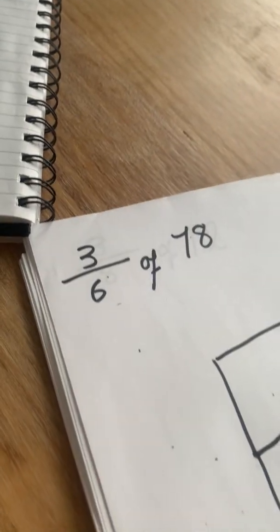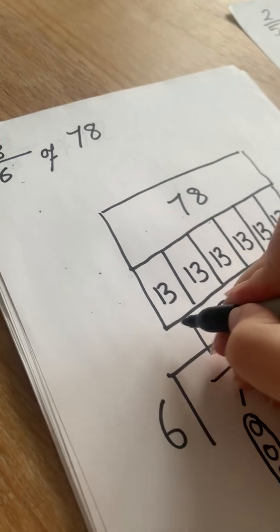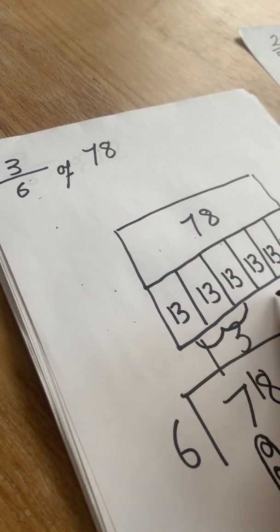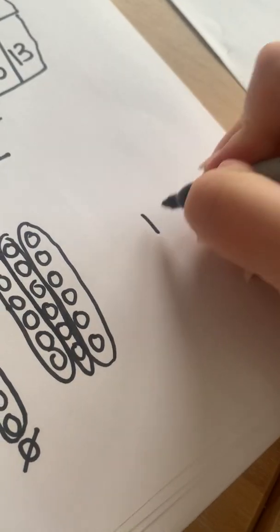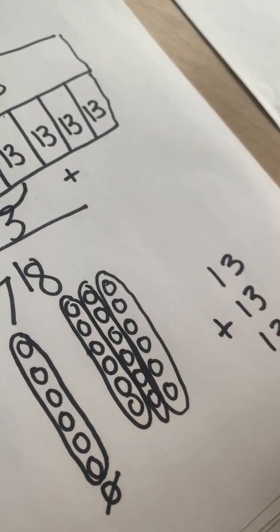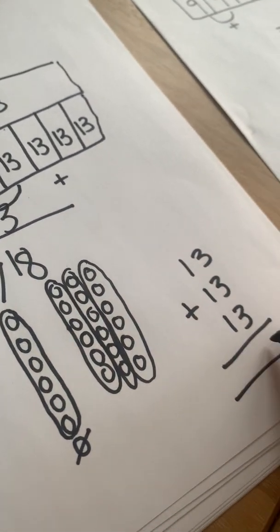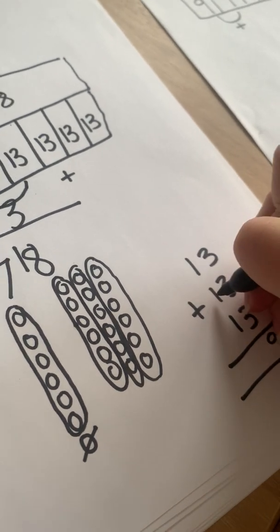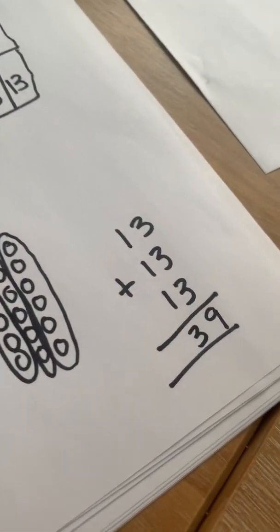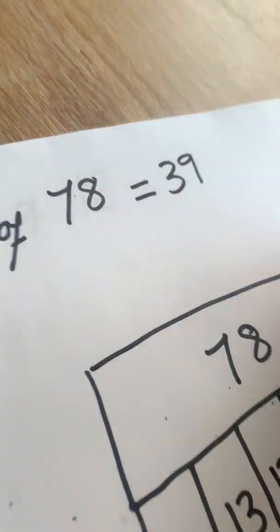I'm going to look back at my fraction. So I want to find 3/6 of 78. So if this is 1/6, then I need to add 3 of them together. So I've got 13, add 13, add 13 down here. 3 add 3 add 3 makes 9. 1 add 1 add 1 makes 3. 3 tens. So altogether that's 39. So at the top, my answer equals 39.